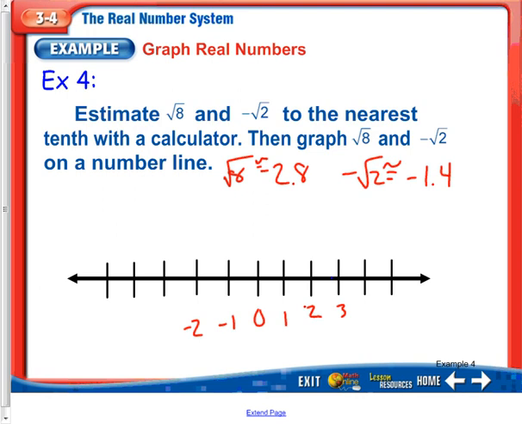2.8 would be about right here. So right here I can say the square root of 8, and -1.4 is almost in the middle, and I'll say then negative square root of 2. So when you actually graph it, don't graph your estimate, graph the original form of the number, just like we have done in the past when we write things out. You want to give your answers the way they were given to you, not with the estimates. We'll just use the estimates to go ahead and graph them.